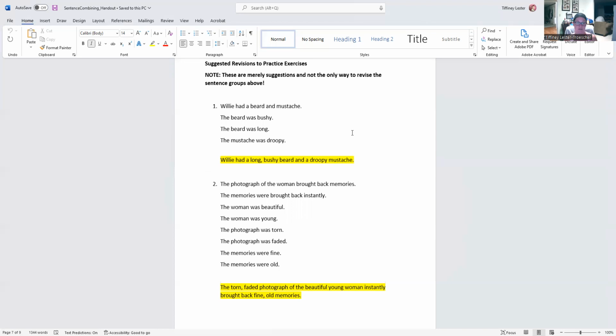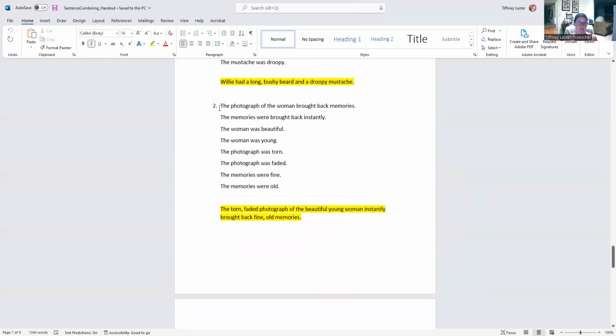Okay, well, that first sentence has two nouns in it, the beard and the mustache. Sentences 2 and 3 are about the beard. Sentence 4 is about the mustache. So why not take the ideas about the beard and just take those adjectives and place them next to the word beard, and then take the one thing about the mustache and put that adjective up by the word mustache. So we end up with Willie had a long bushy beard and a droopy mustache.